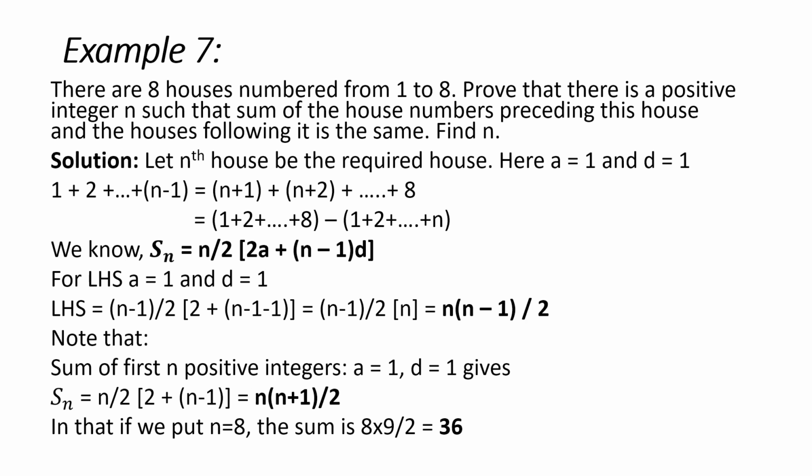So according to our sum formula, it is n by 2 into (2 plus (n minus 1) into 1). When we simplify it, we get n into (n plus 1) by 2. So the sum of the first n positive integers is given by n into (n plus 1) by 2. Now if we put the value of n as 8, we get the sum as 8 into 9 by 2, which is 36. So remember that for n equal to 8, the sum of the first n terms is 36.